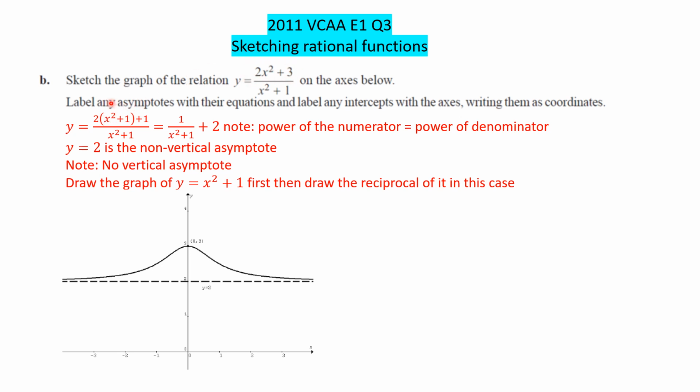So now you split this up into two terms. And you can say that 2 is your non-vertical asymptote. In this case, it is horizontal, so y is equal to 2. To sketch that bit there, you can sketch x squared plus 1 first, which is just a parabola, and then you do the reciprocal of it to get this graph here.